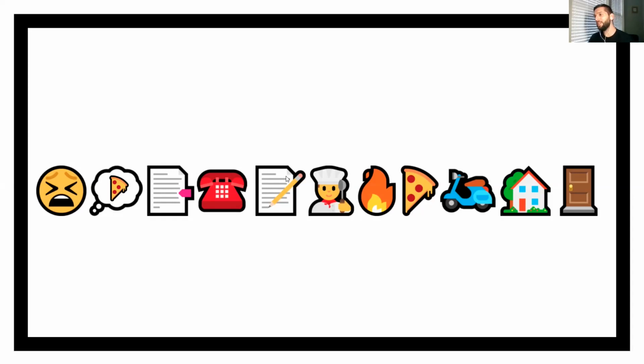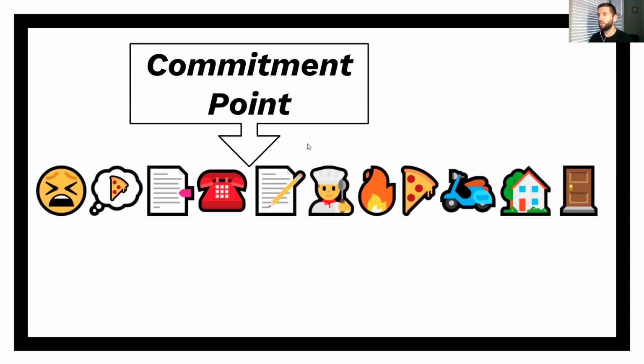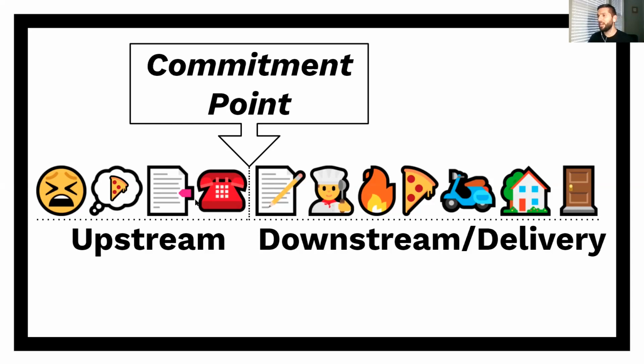So how do we define the upstream Kanban and delivery Kanban? We use the commitment point. So what's the commitment point in a pizza delivery service? It's exactly when you hang up the phone, because you put the order in at the pizza place, and now you have the delivery, the downstream work. And you have the upstream before the commitment point, when you are understanding what you need and discovering.